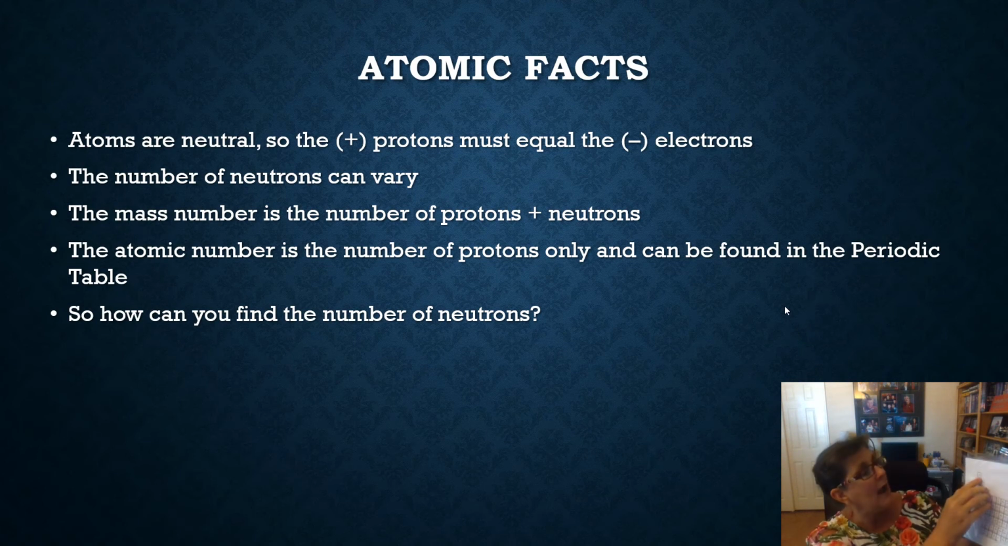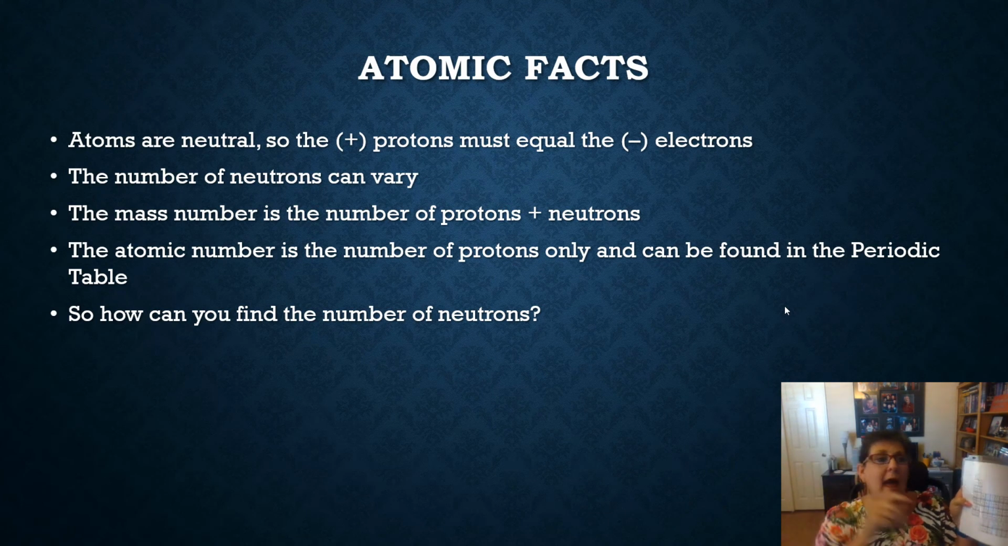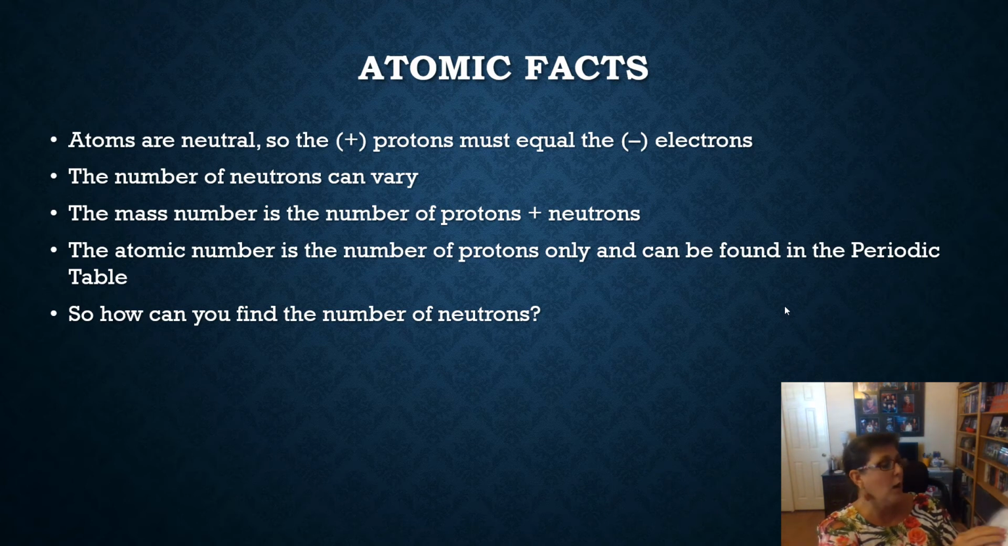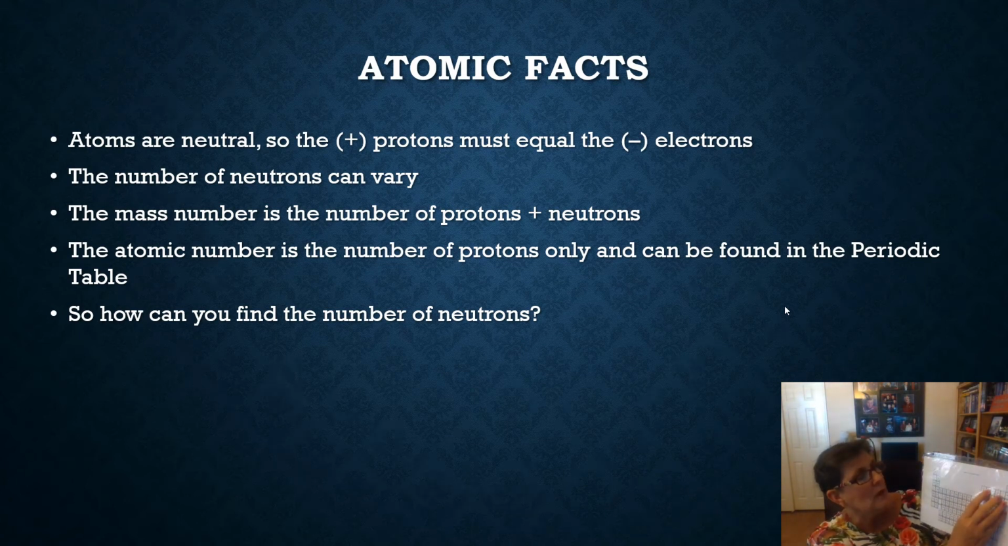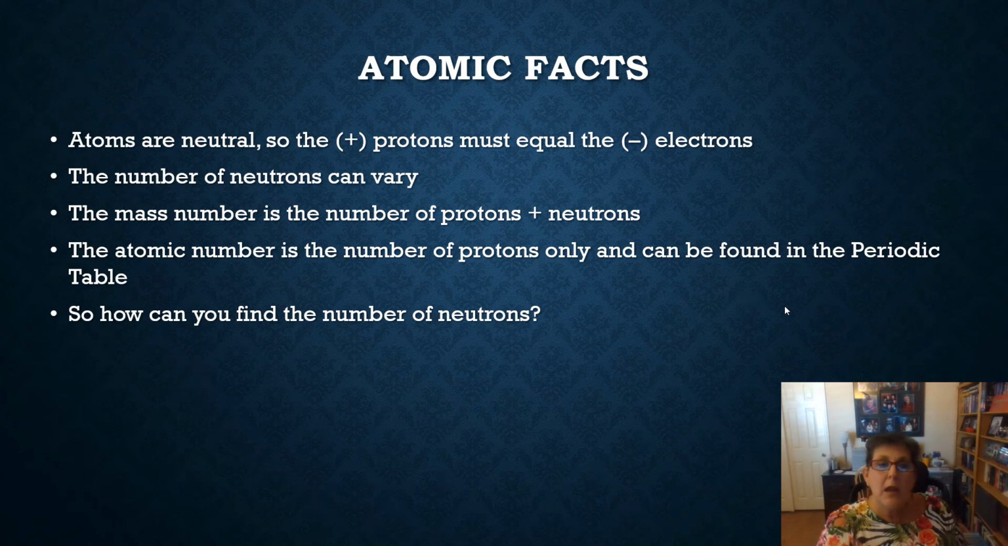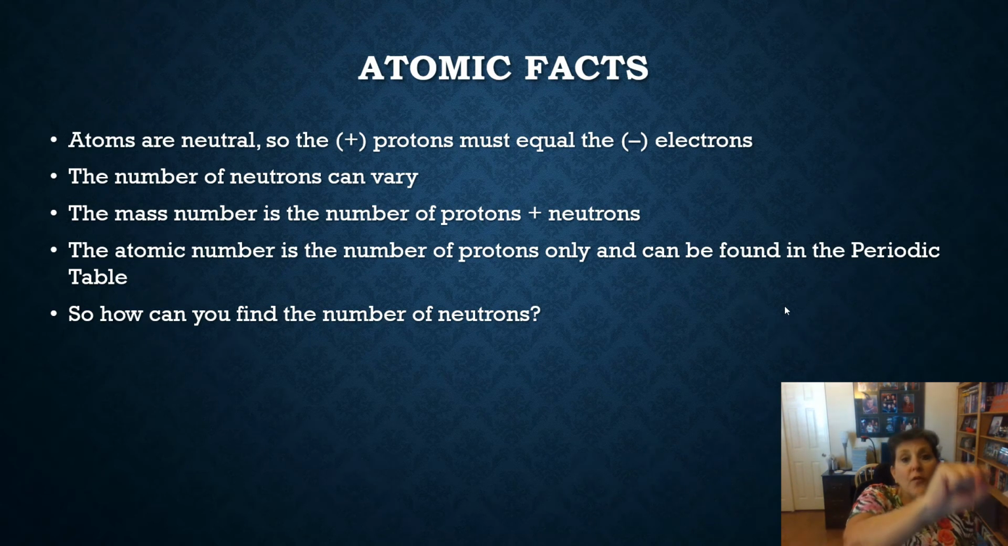For example, hydrogen, element 1. The number 1 is the proton number. Hydrogen has 1 proton. The number 1's right above the H. Carbon, C for carbon. Look above it, 6. 6 protons for carbon. Oxygen, O. Look above it, 8. 8 protons. So those are the atomic number. The number of protons is the atomic number. So if I give you the mass number, which is protons and neutrons together, and then I give you the atomic number, which is the protons only, how can you figure out the neutrons?